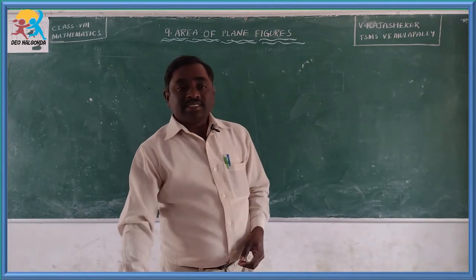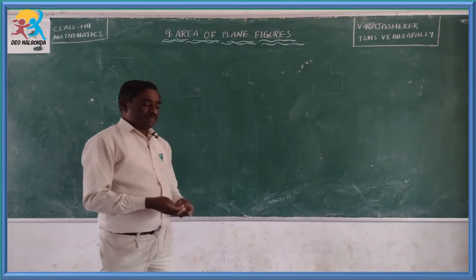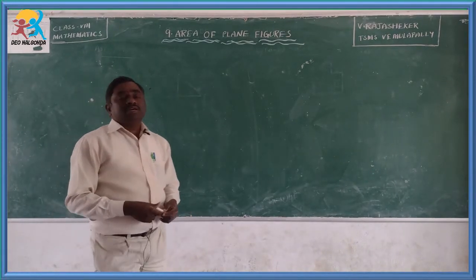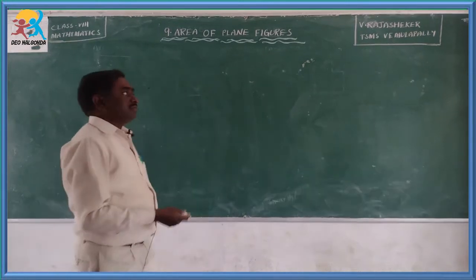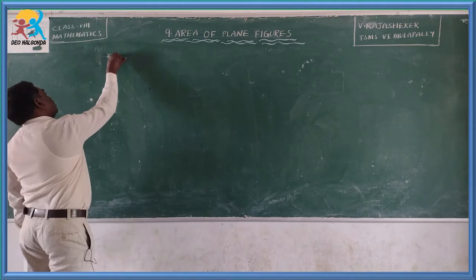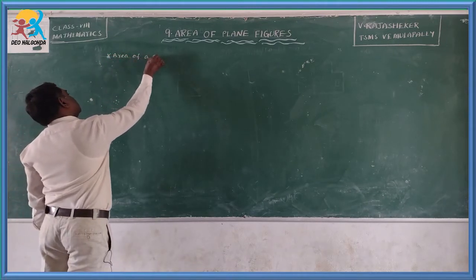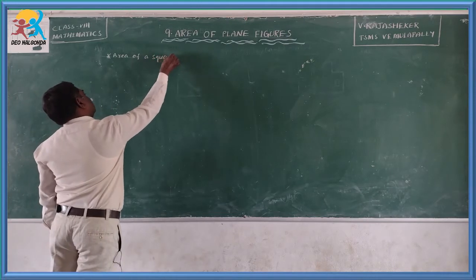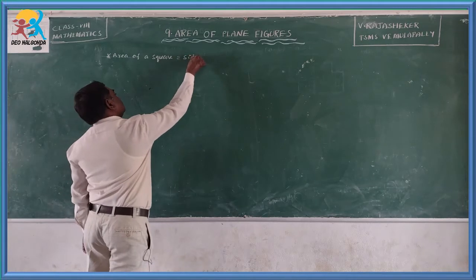Now let us discuss area of plane figures. We have already learned some plane figure areas in our previous classes. So let us recall. The first one is the area of a square. The formula is side into side.